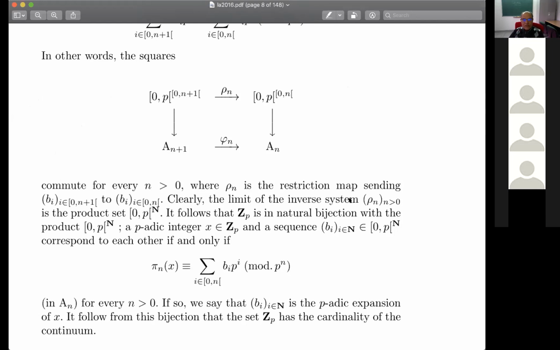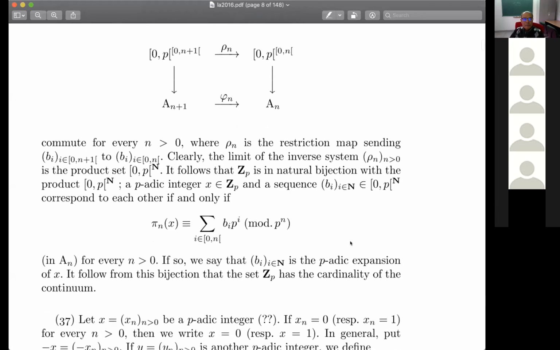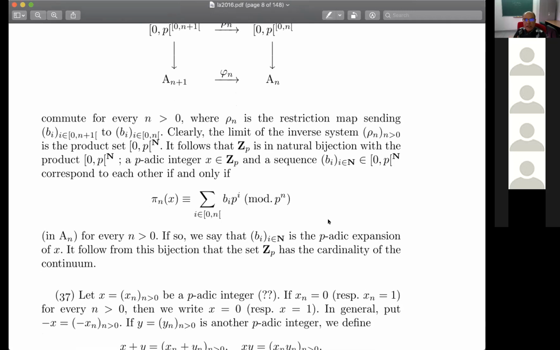So what have we got now? We have a natural bijection of Zp with this {0,...,p-1} to the power N. N is the set of all natural numbers, 0, 1, 2, and so on. Elements of this set consist of infinite families indexed by natural numbers, and the terms of those families are the digits from 0 to p minus 1 inclusive. This is another way of seeing that the set Zp is not empty. And not only is it not empty, it has the power of the continuum. That's the cardinality of this set.